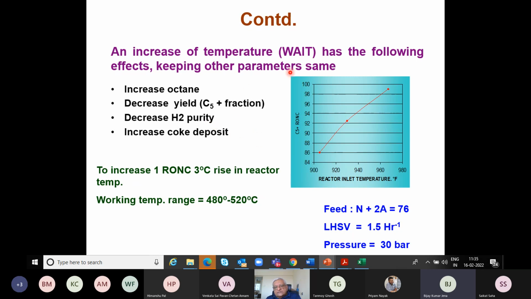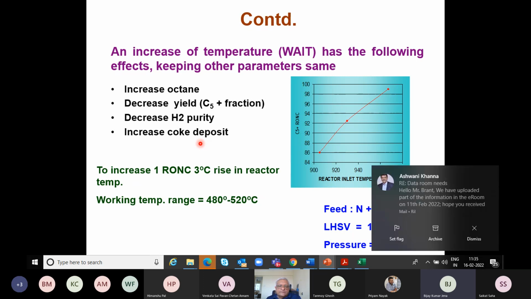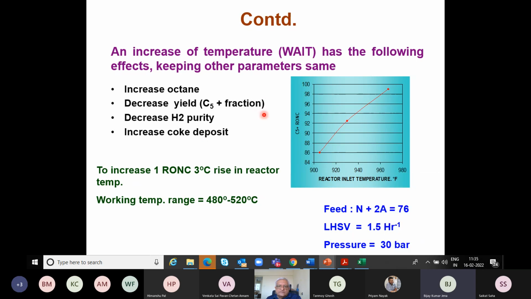But if you increase the weighted average inlet temperature, that means you're increasing the severity of reaction, and to that extent we get impure hydrogen. And of course, it increases coke deposits. So it actually promotes those two adverse reactions, hydrocracking and coking. So basically, there's a kind of compromise between to what extent you should go and to what extent you would not like coke deposit, etc.